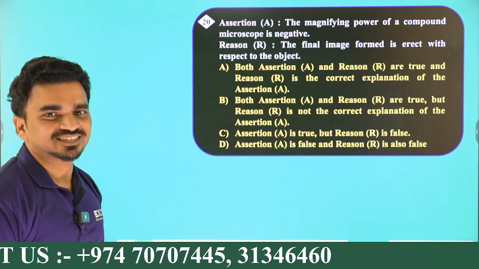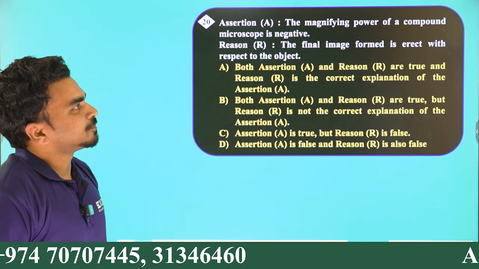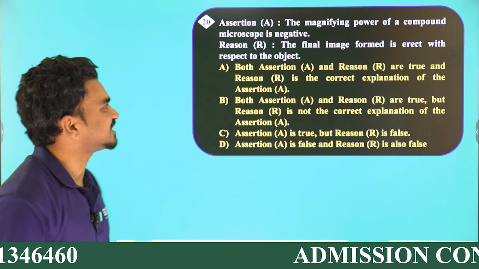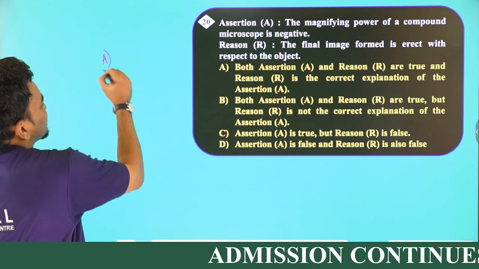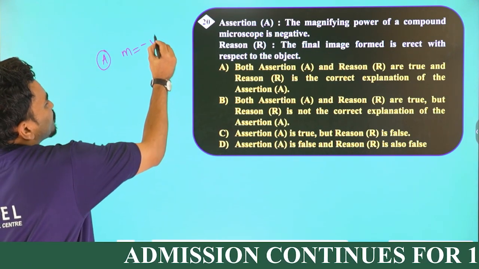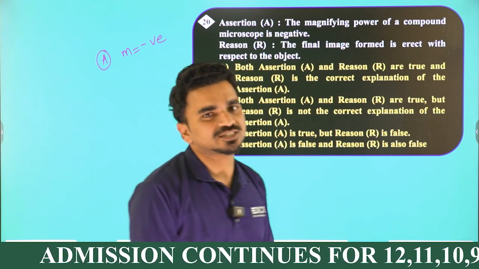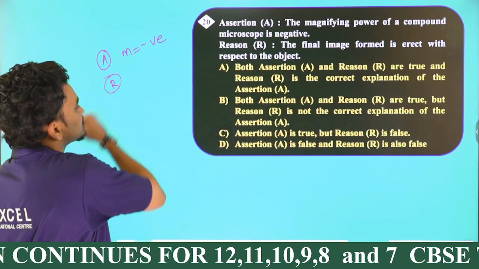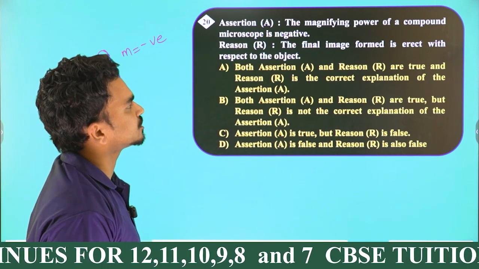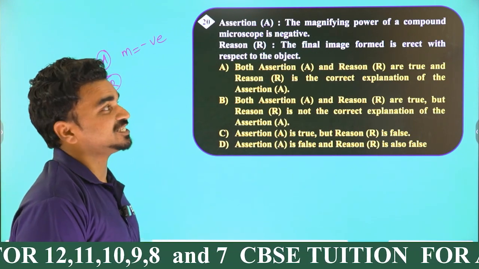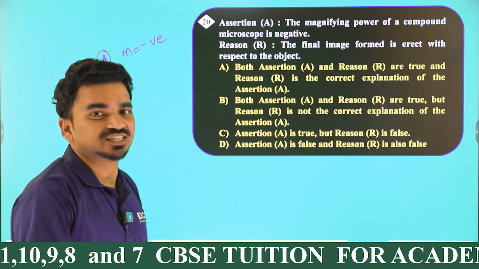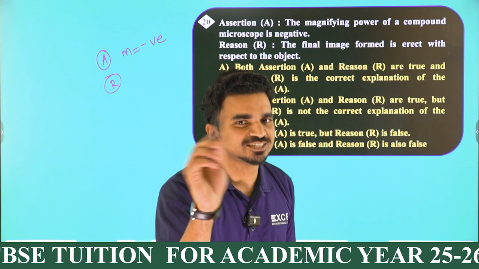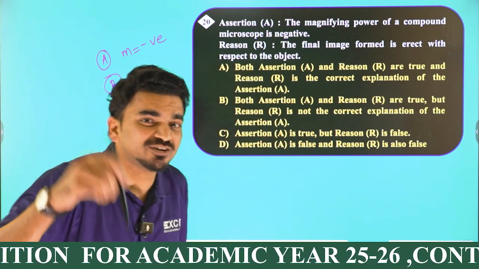Read this assertion and reason question. Assertion: the magnifying power of a compound microscope is negative. Yes, it is negative. Why is it negative? Look at the reason. The reason says the final image formed is erect. Oh, that reason is wrong. If you check the ray diagrams of a microscope, it is not erect. The final image is inverted.